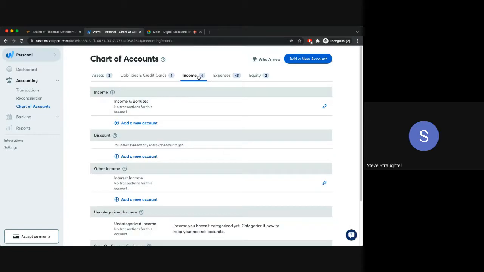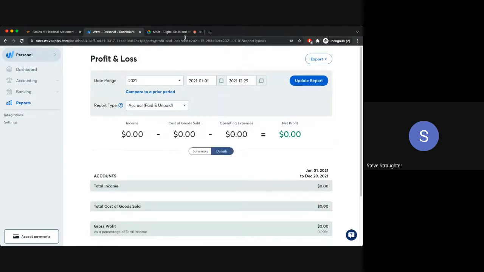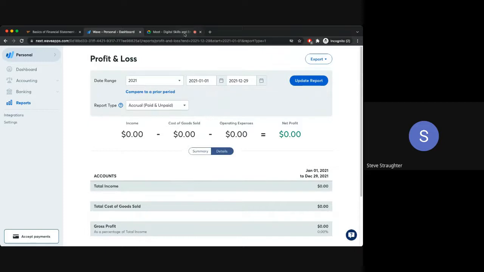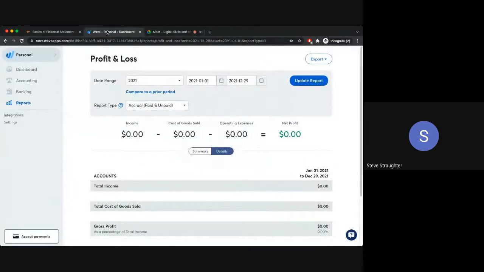Over on the left-hand side, you'll see reports. We'll click on your reports, and then you'll be able to click a simple profit and loss, balance sheet, and cash flow. Believe it or not, they do it all for you. So once you do the difficult work, Andrew, of separating those things out, they'll take care of all of the crunching and number selection and things like that.